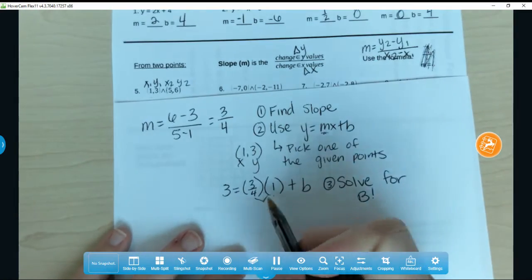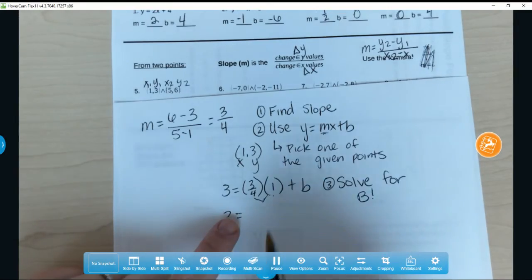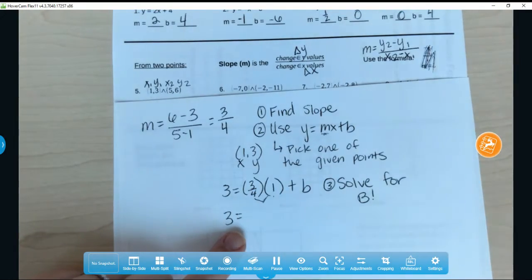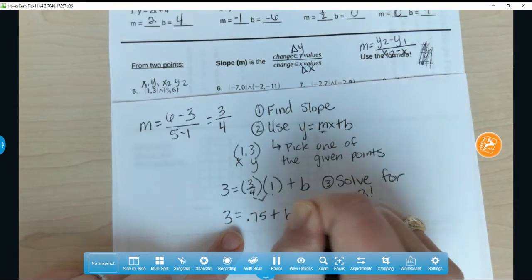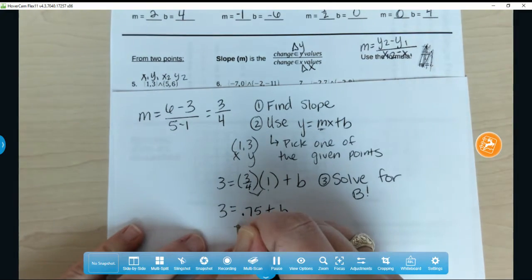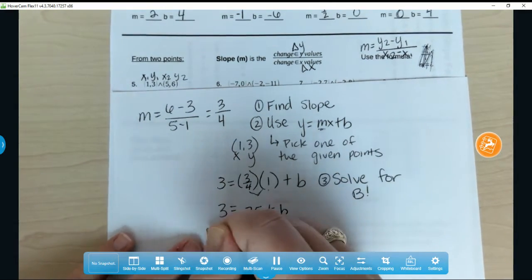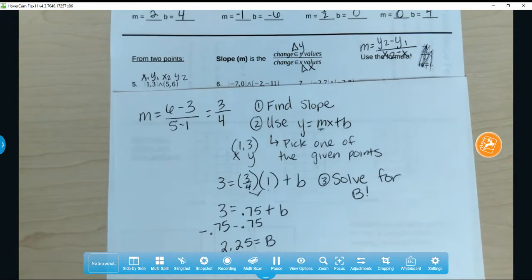So I know 3/4 times 1. I'm going to change it over to a decimal just so it's a little bit easier to work with. But I know that's still going to be 3/4 or 0.75 plus b. And then my final step solving for b would be to subtract 0.75 from both sides. And that would give me 2.25 as my y-intercept.